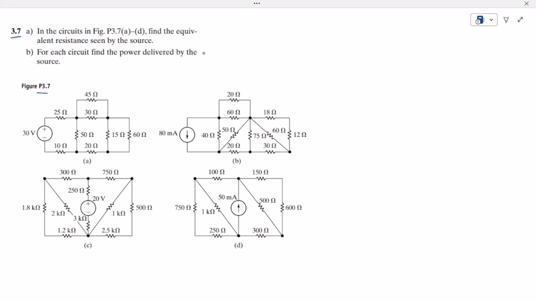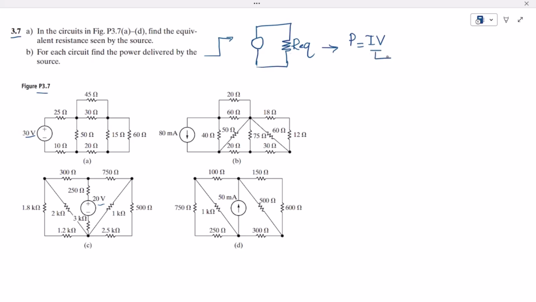Once you find the equivalent circuit, it will be composed of a single resistor, which is R equivalent, and this source can be either a voltage source or a current source. Here you can see that this one is a voltage source, and these two are current sources. By applying the formula P equal to IV, you can find the power, because this will be a single source and a single resistor. So the power supplied will be equal to the power consumed.